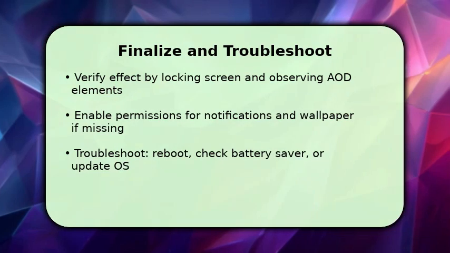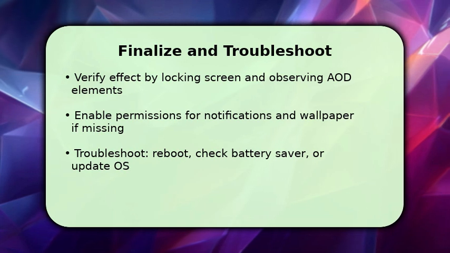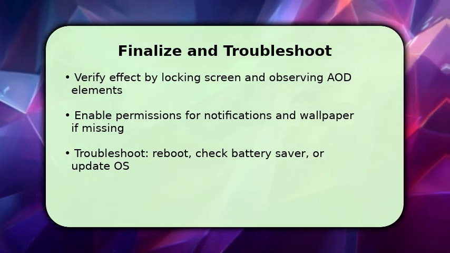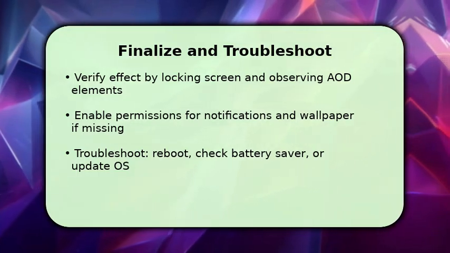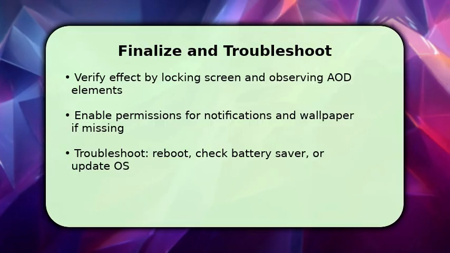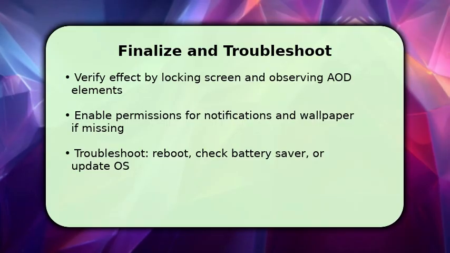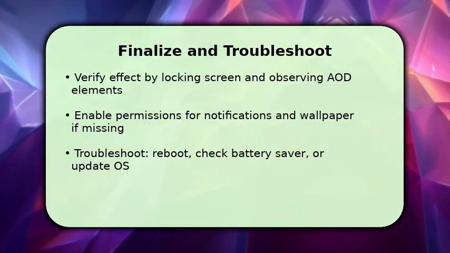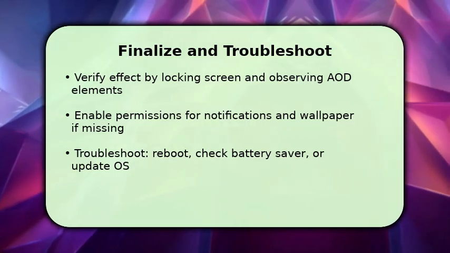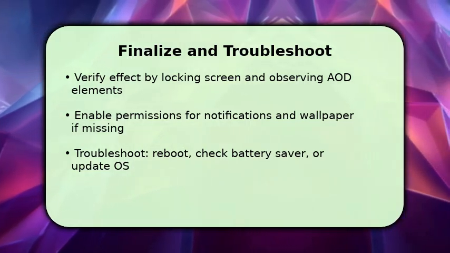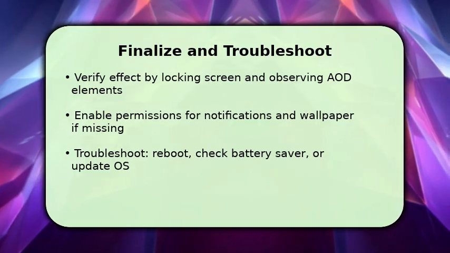Finish by locking the device and checking that the Always on Display appears as configured. You want to confirm visibility and notification access. If content is missing, make sure lock screen notifications and relevant permissions are allowed, and that your chosen wallpaper or clock style is supported. If it still fails, reboot the device, disable battery saver, and install OS updates. These steps often resolve driver or power management conflicts. If problems persist, consult device support for hardware-specific guidance.